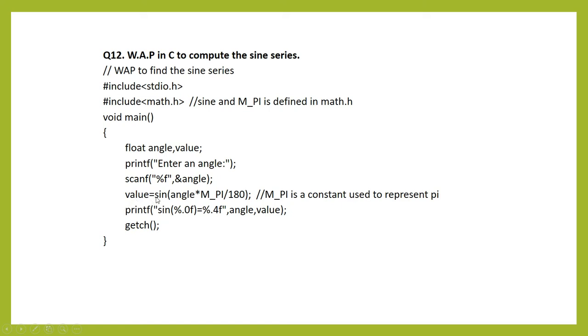Then we are writing value is equal to sine of angle, where angle is given by the user, times M_PI divided by 180. M_PI is a constant used to represent the pi value, 22 by 7, so that should be represented by the M_PI variable. Then you have to print the sine value by angle and value. In this program, whenever you assign the angle, you will get the sine value.